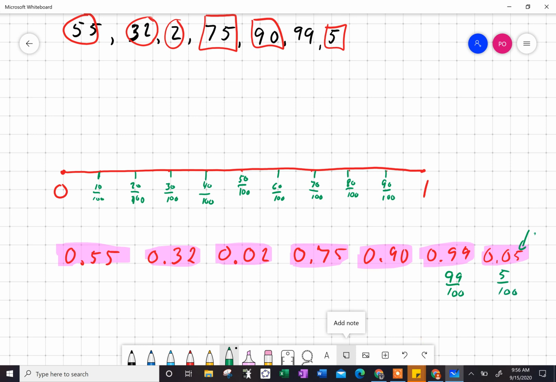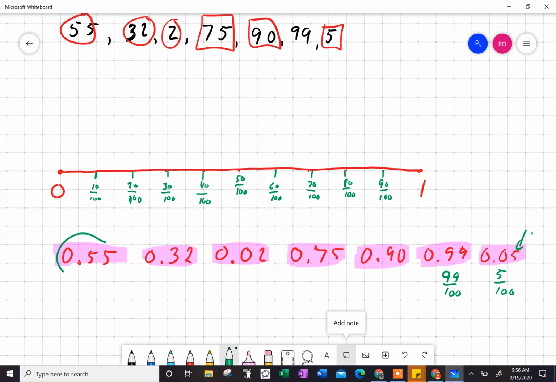So when we go to put these on our number line, I can just take a look. 0.55, this is between 50 and 60. So this would be 55 hundredths. 0.32 is going to be closer to 30 than it is to 40.